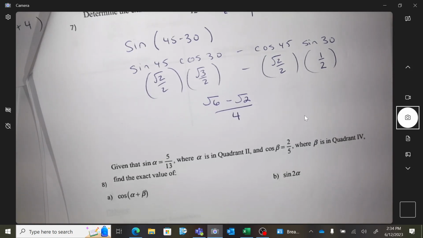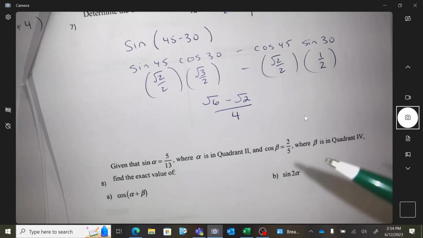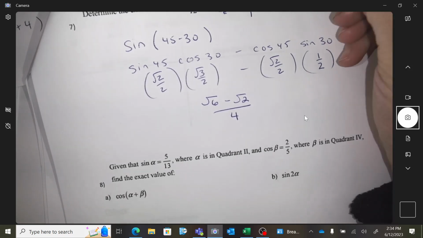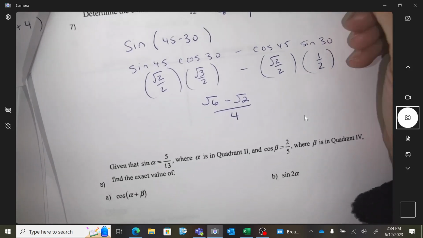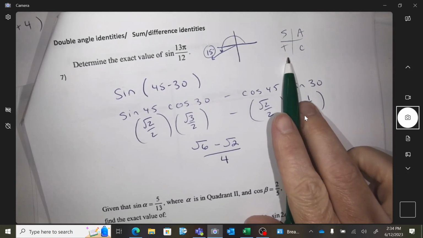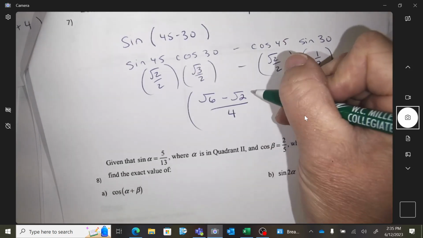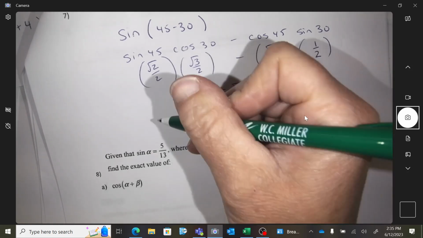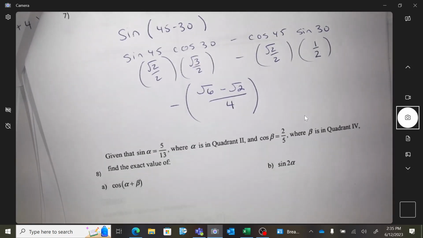Okay, then I'm going to do that to it, root 6 minus root 2 over 4. But we have to check some things here. What quadrant am I in regards to the ASTC situation? I'm in quadrant 3. What do I know about sign there? Should it be positive or negative? Negative. So I'm going to bracket that number and negate it.